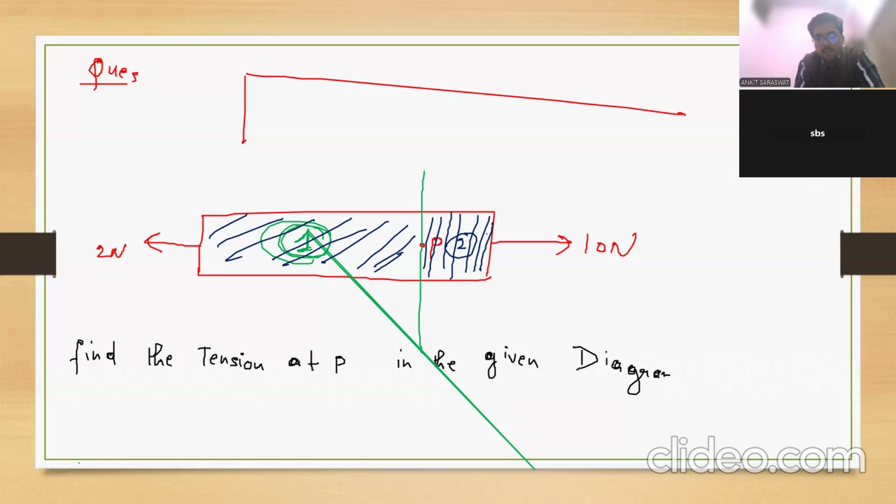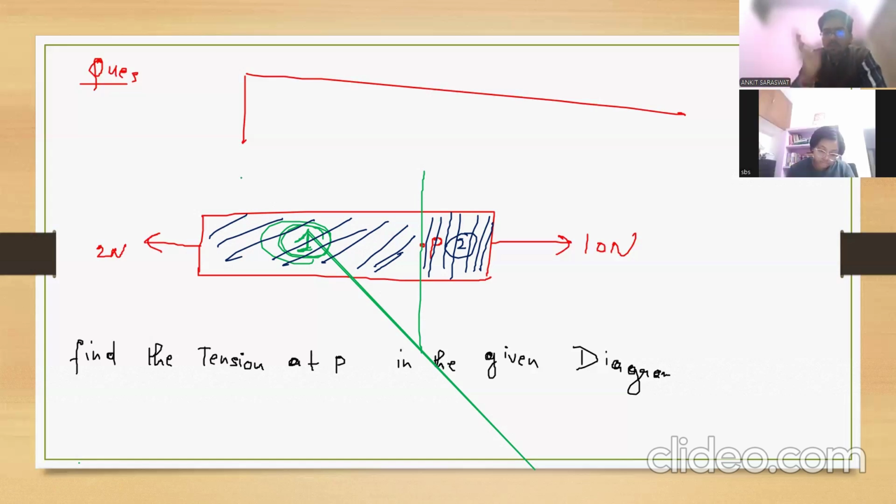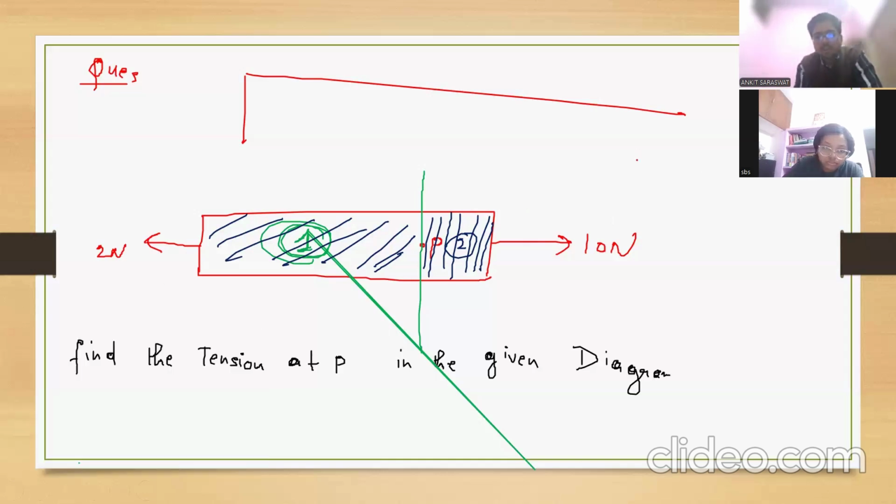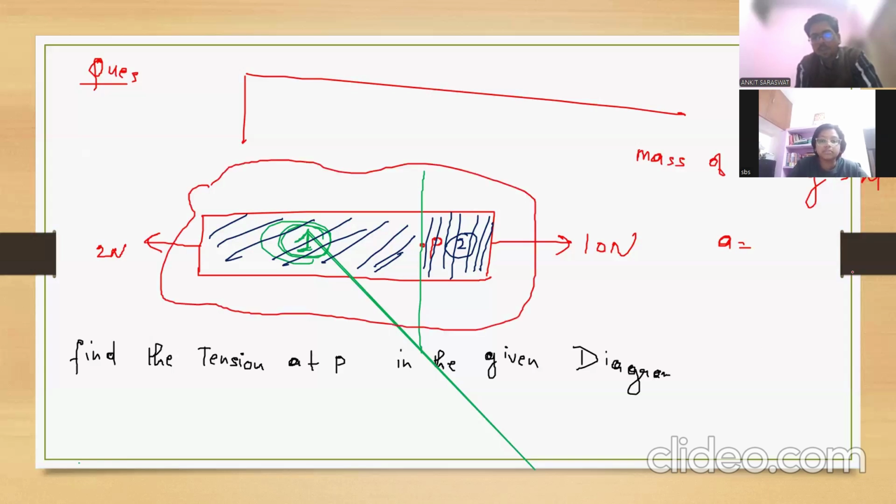Tension at P will be, tell me, on this whole string, 10 Newton to the right, 2 Newton to the left. So net force on this whole string is 8 Newton to the right. Understood? This 8 Newton is taking this string in the right direction. First step, take the entire string as system. Clear? Tell me what is the value of a. Mass of string is M. Tell me what is the acceleration. Acceleration is net force, taking the whole string as system. 8 by M. Very good.